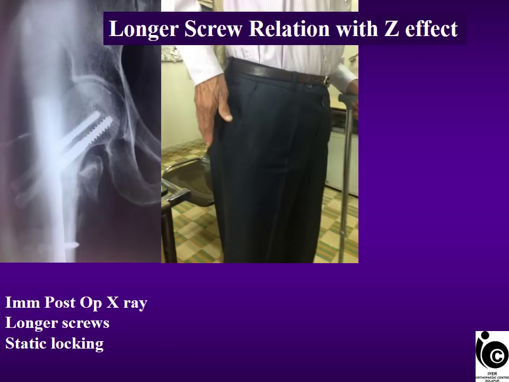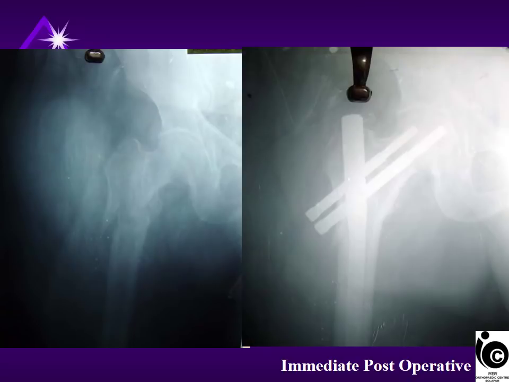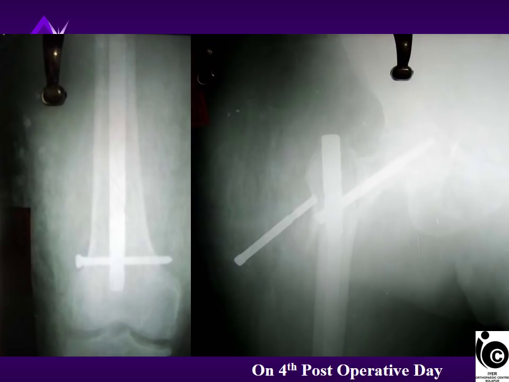Here you can see in the immediate post-operative X-ray the screw which is longer. This patient subsequently had Z effect as well as breakage of the superior screw. Another case, immediate post-operative X-ray, the screws are much longer, a subtrochanteric fracture. But you can see in this case, the screws walk out immediately.